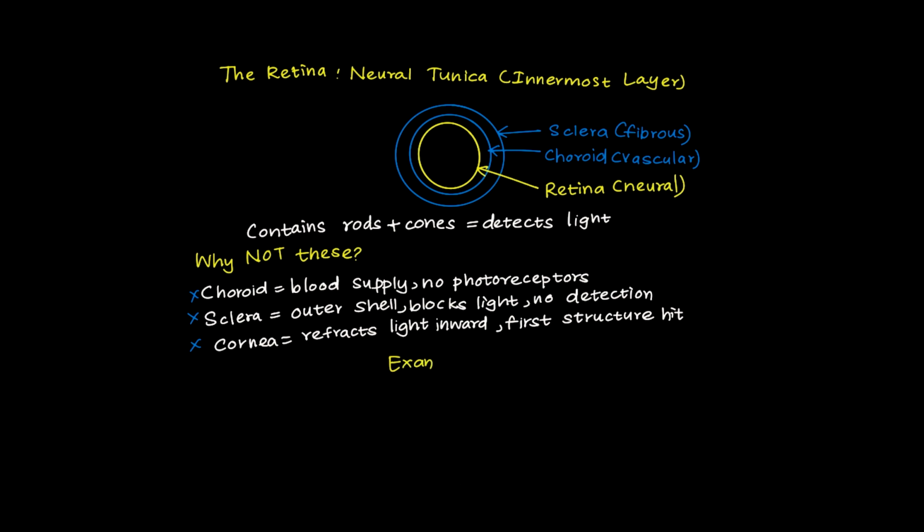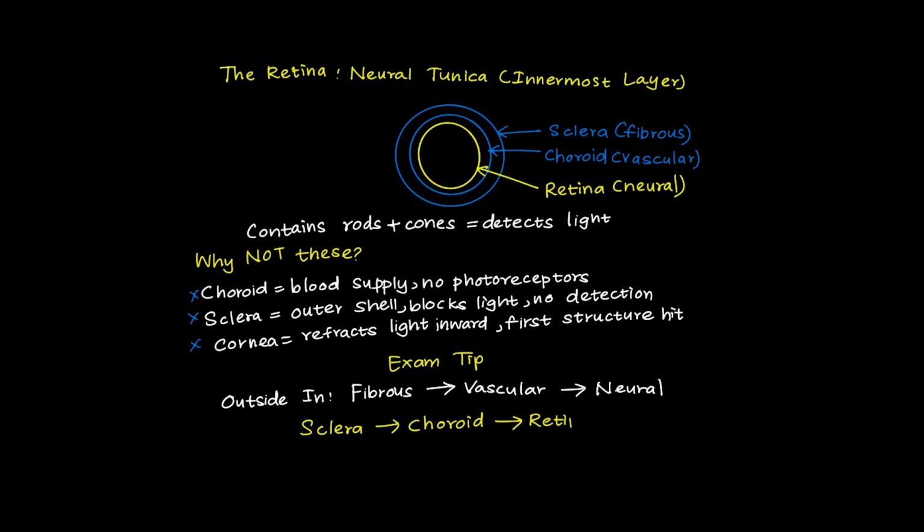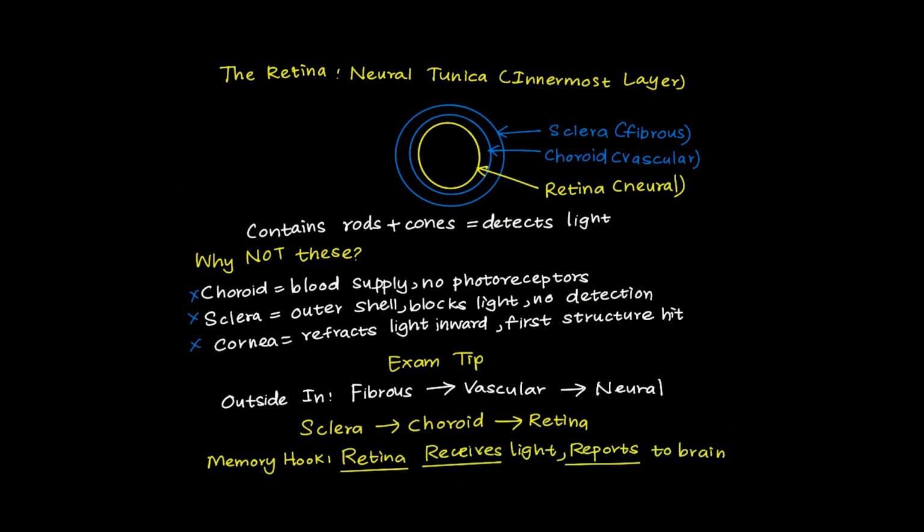Here's a WGU D312 OA exam tip for you. The 3 tunicae from outside in are fibrous, sclera and cornea, vascular, choroid, ciliary body, and iris, and neural, retina. Photoreceptors live in the retina. Quick hook. Retina equals receives light and reports to the brain.